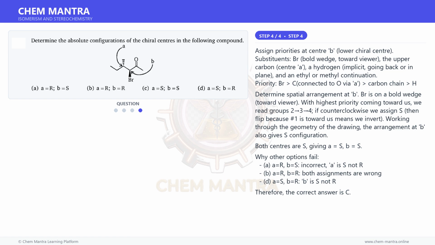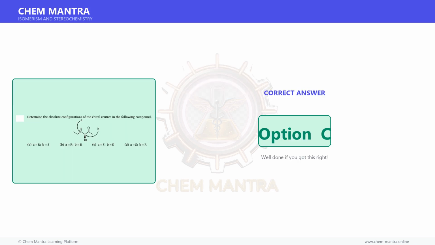Why other options fail? A is R, B is S, incorrect. A is S not R. B, A is R, B is R, both assignments are wrong. D, A is S, B is R, B is S not R. Therefore, the correct answer is option C.